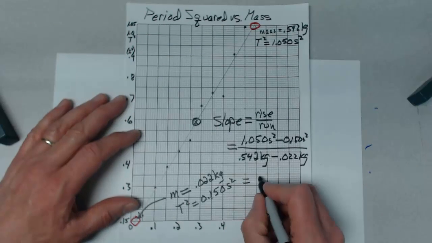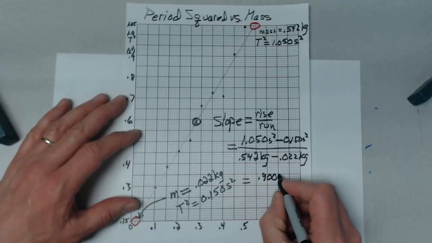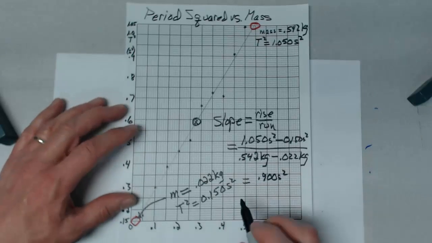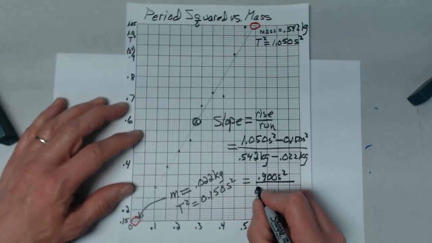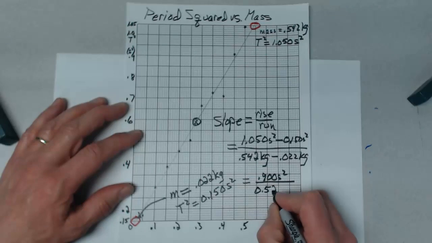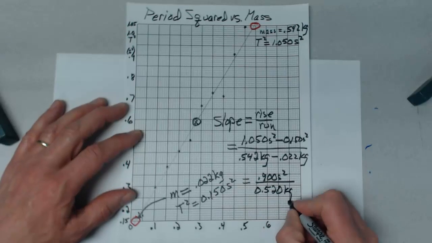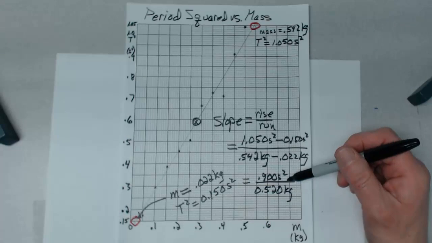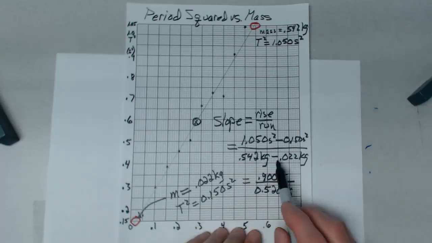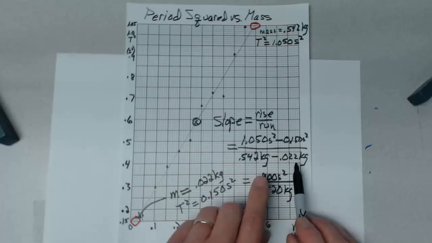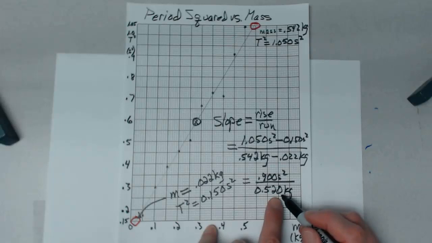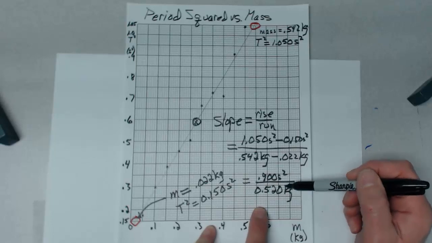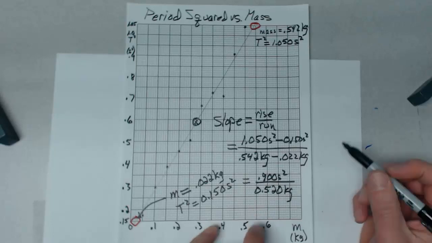This difference here is 0.900 seconds squared, and I want to make sure I write every significant figure I've got here, divided by 0.520 kilograms. Okay, notice I'm keeping the units all the way along the line. Also, when I subtracted here, I had 2's in the third decimal place on each. That gave me a 0 in the third, but that's a significant figure, so I want to make sure that I record that here. I know each of these numbers to 3 significant figures. That's what I can keep when I calculate the slope.